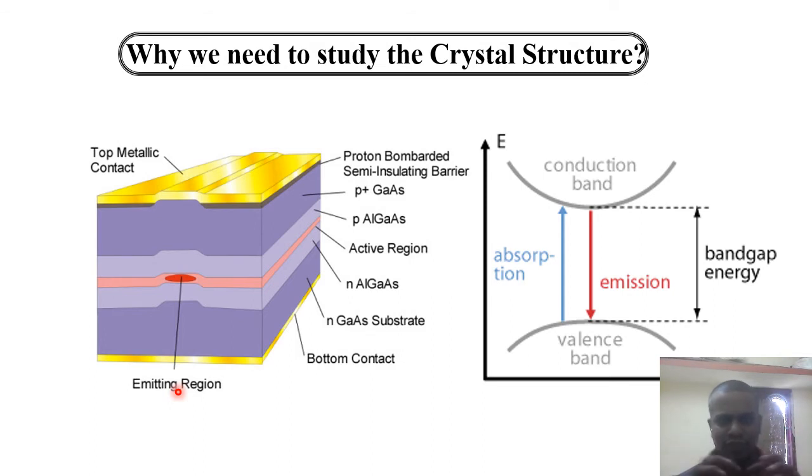So without knowledge of the crystal structure, how can we generate the light? That's why we need to study the crystal structure. The next one, the detector, is the thing we are going to see, and also we are not going to see it in depth. I just want to give a flavor of why we need to study the crystal structure.